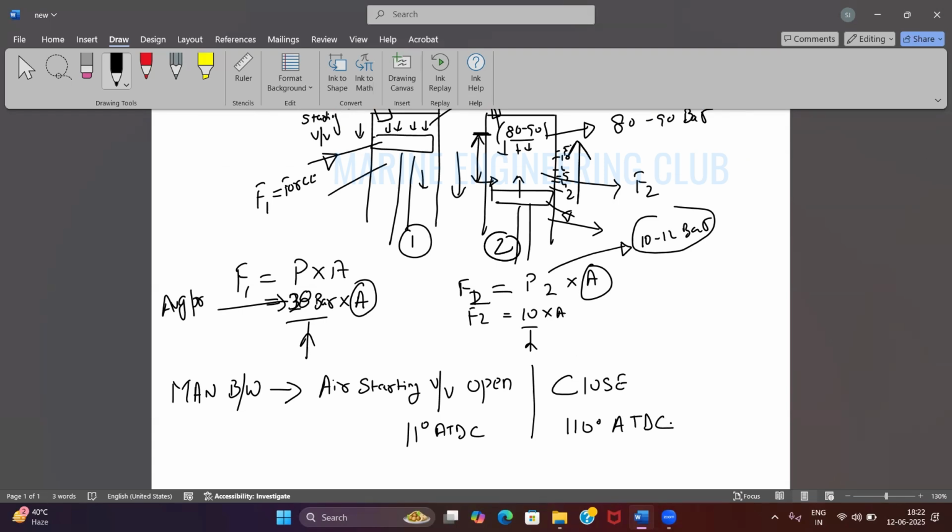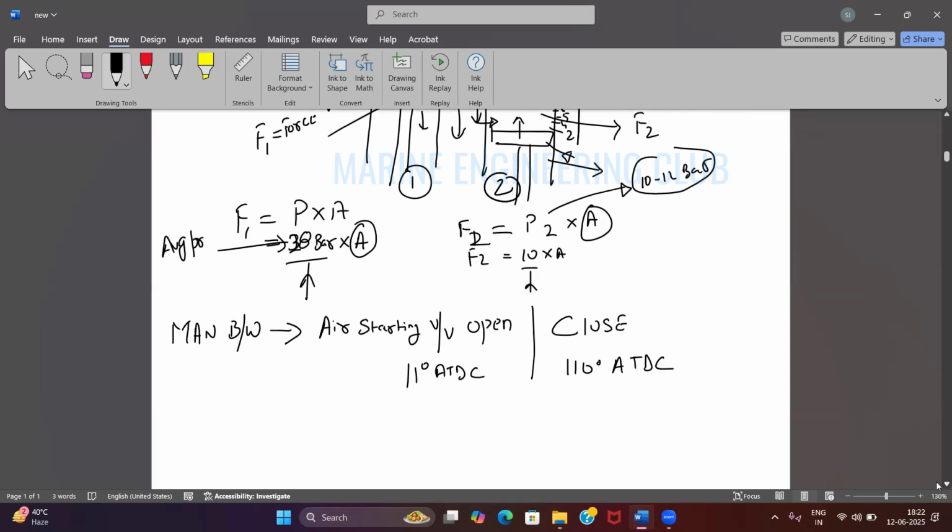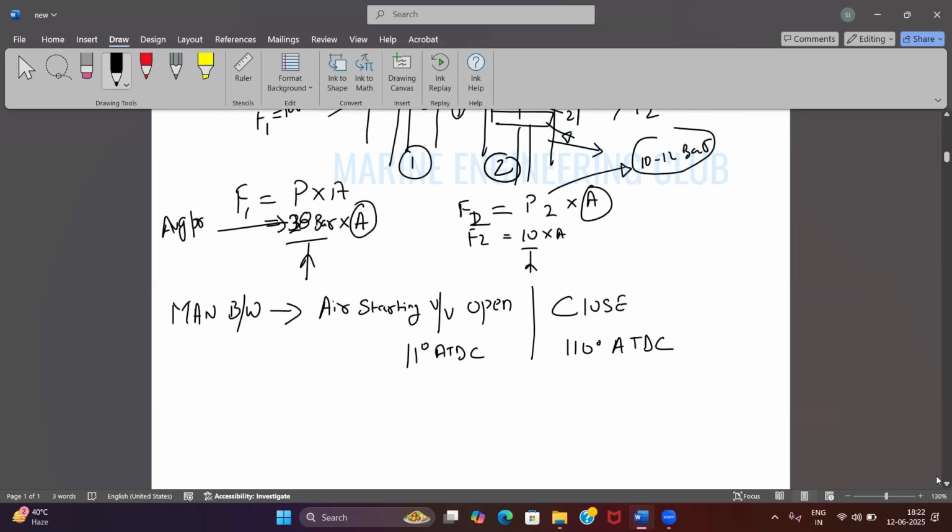Before TDC, sir. Sorry. Before TDC. How will it close before TDC? After TDC, no? No sir, the air starting valve opening, sir. No, it will be 11 degrees. Now for Sulzer, it opens 4 degrees before TDC and closes 102 degrees after TDC. Okay. This is the air starting valve opening times.